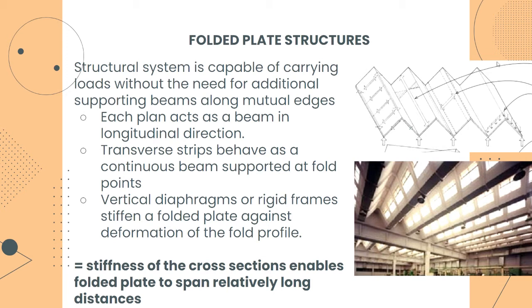Each plane, or the flat surface here, is called a plate, and acts as a beam in the longitudinal direction. This one. And then transverse strips behave as a continuous beam supported at fold points. This one. This is the transverse strips. And then the vertical diaphragms or rigid frames stiffen a folded plate against deformation of the fold profile. This is the vertical diaphragms. And we can conclude that stiffness of the cross sections enables folded plates to span relatively long distances.